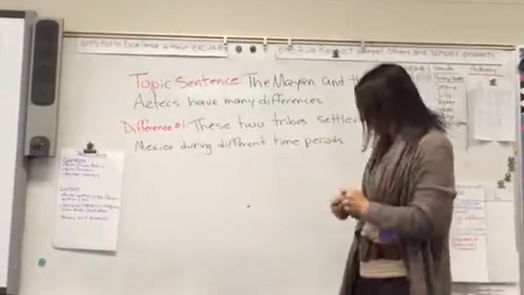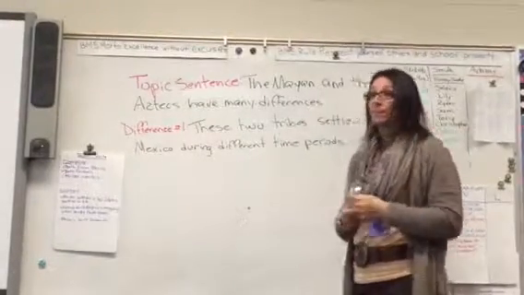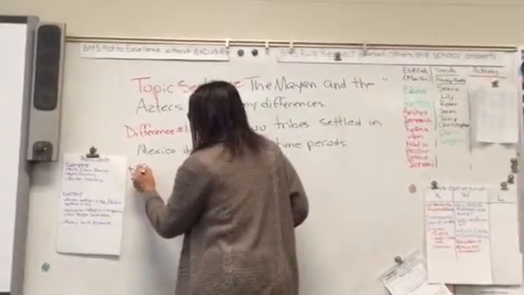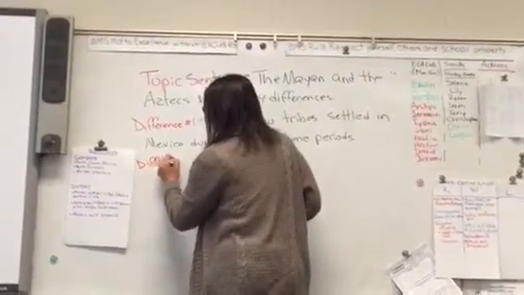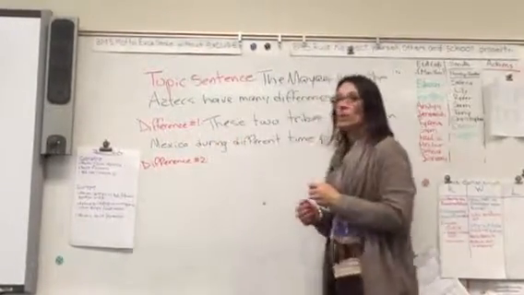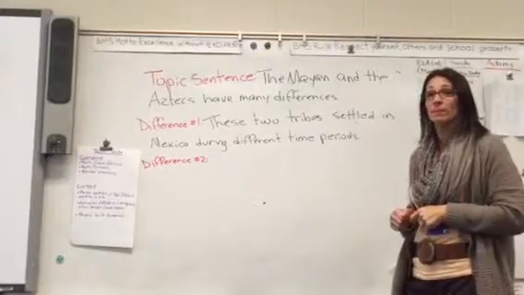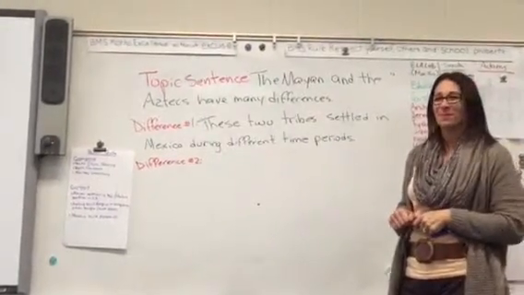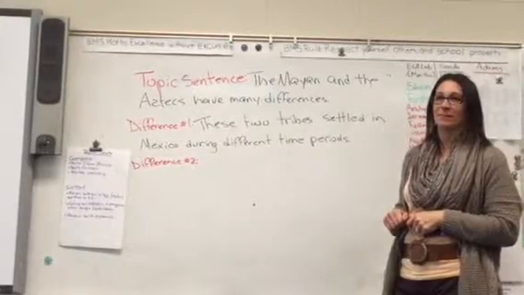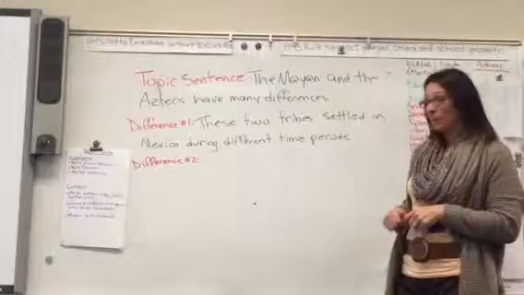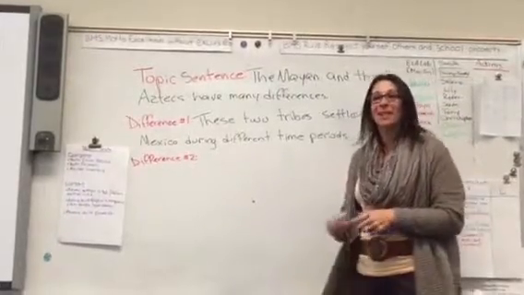Good. What's the next thing we're looking for? The second difference. Good. And what is a second difference? Julie? Peyton? The Aztecs built an empire and the Mayans built pyramids. Good. That is a great sentence.